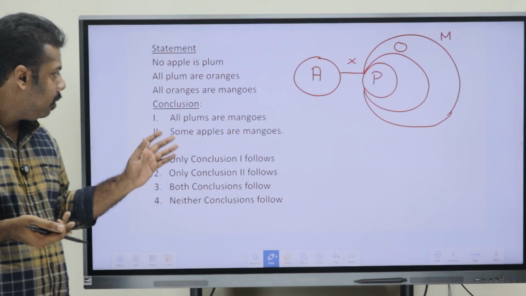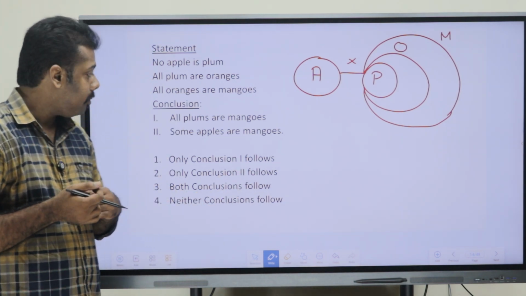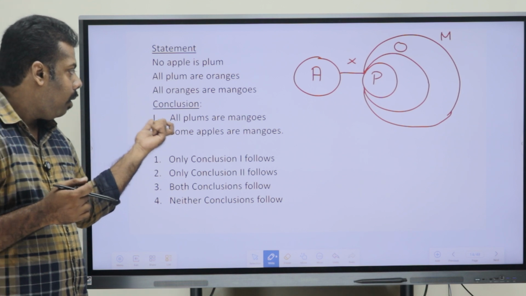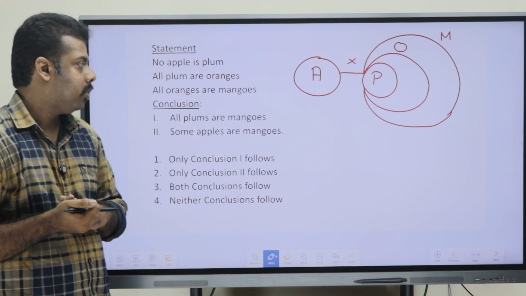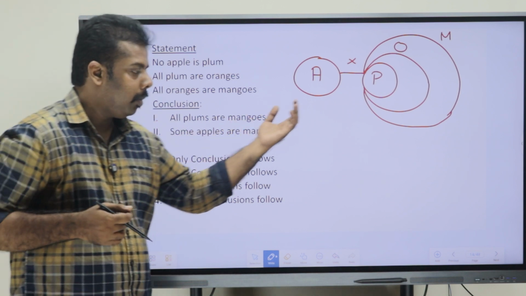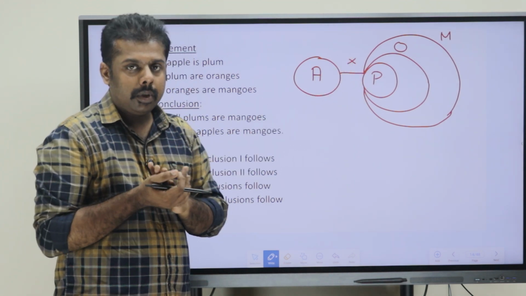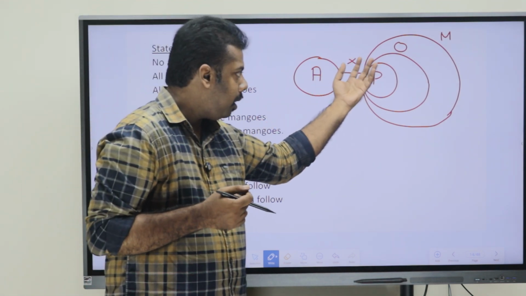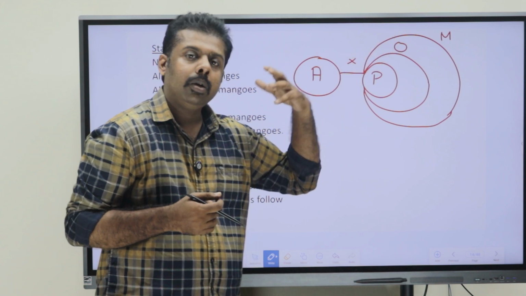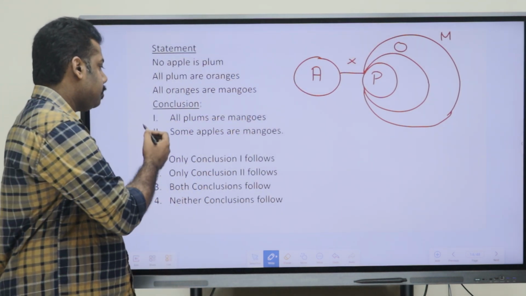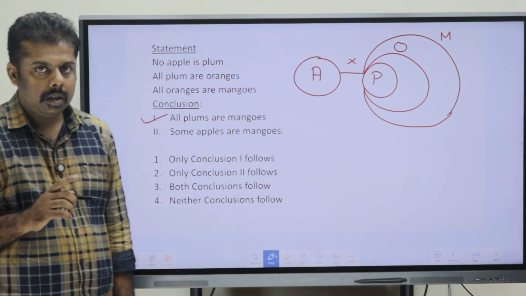Now moving on to the conclusion part. What does the first conclusion say? All plums are mangoes. Is it right or wrong? We can easily see from the Venn diagram that plum is totally inside mango. So the first conclusion has to be right, that all plums are mangoes.